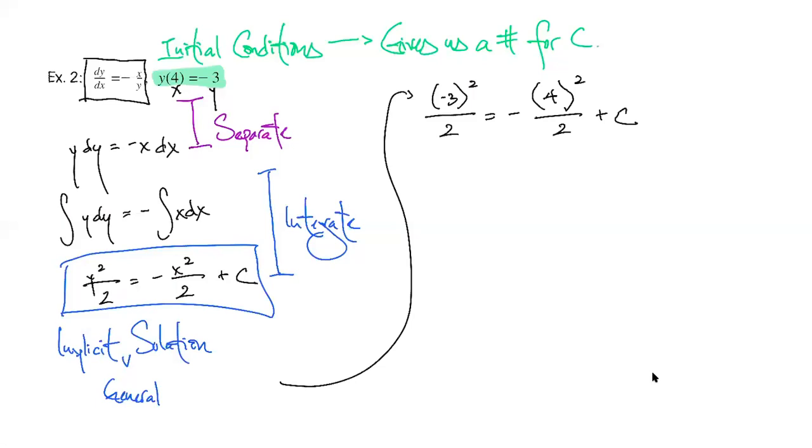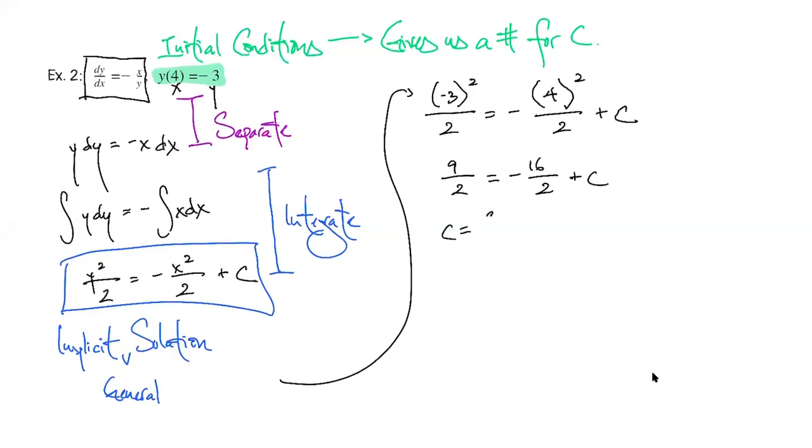So on the left-hand side, we have 9 over 2. On the right-hand side, I have negative 16 over 2, and then plus C. I isolate my C value, so I'm going to add 16 halves to both sides. So I get C equals 9 halves plus 16 halves, which gives us a total of 25 halves. What that means is in my implicit general solution, everywhere I see a C, I'm going to replace it with 25 over 2. Okay.